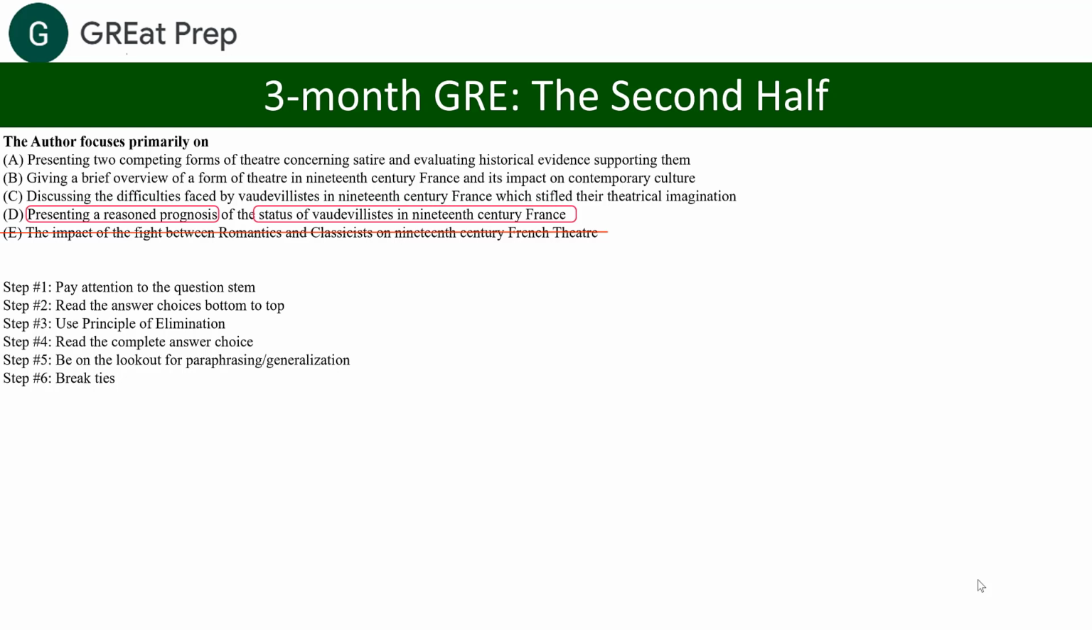Choice C, discussing the difficulties faced by vaudevillists in 19th century France, which stifled their theoretical imagination. Now again, you have to use the half and half, because the first half of this answer choice could be contrasting the second half. So discussing the difficulties faced by vaudevillists in 19th century France. This seems pretty factual, it seems true, right?